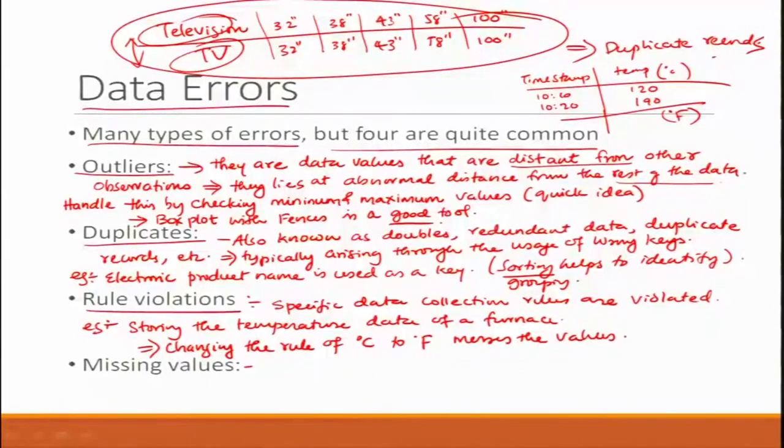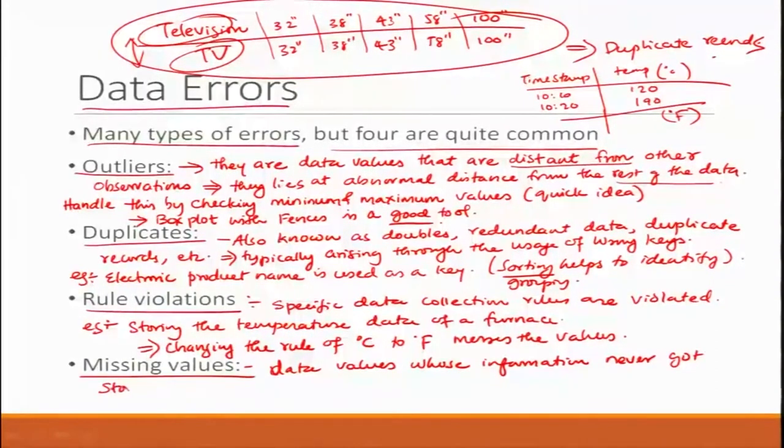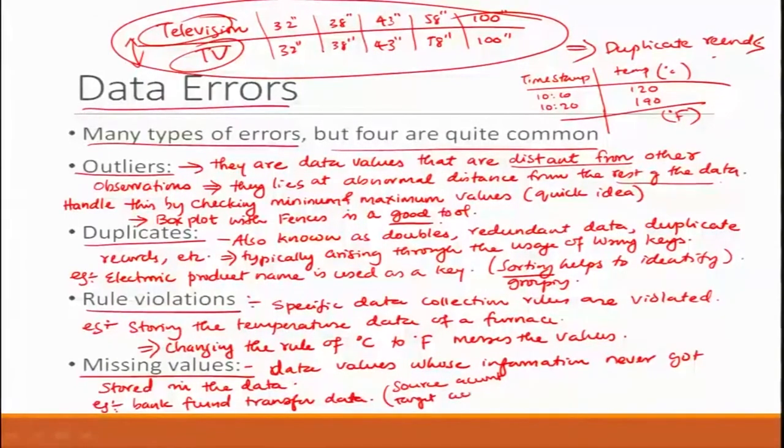Then the last part we are going to talk about today is missing values. Missing values are data values whose information never got stored in the data. So, an example of this is, let's say you are storing bank fund transfer transaction data. In this process you have to know the source account, then target account, how much money is being transacted, the currency, which currency you are transacting, and all those kind of things.